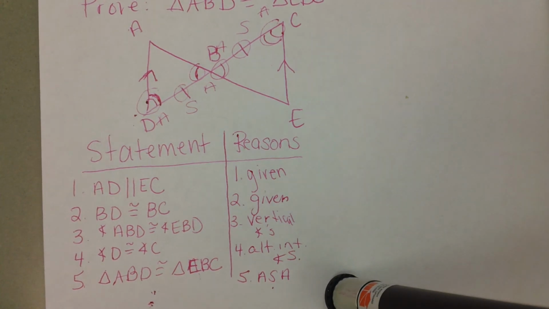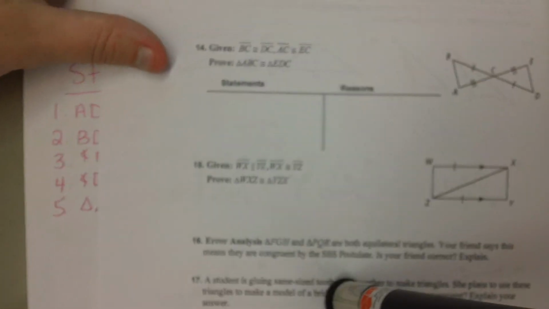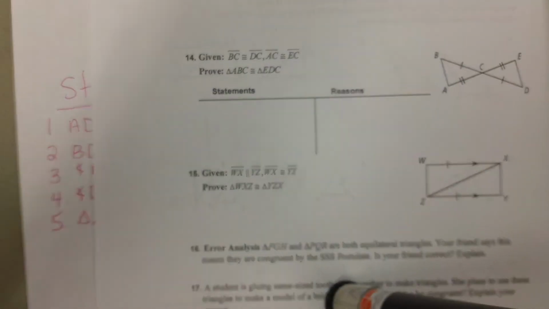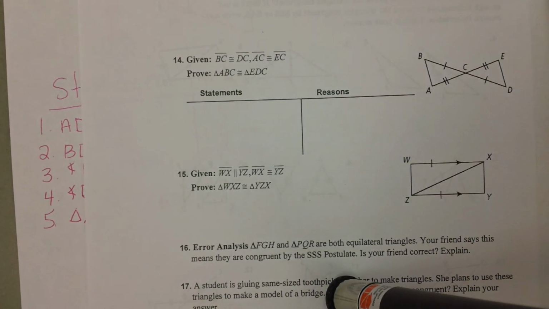So what I want you to do, if you don't have it, you have your 4.2 worksheet. I told you to leave 14 and 15 blank. But right now, for your assignment, when you come into class tomorrow, you're going to work on number 14. If you need to, pause this if you don't have the worksheet. I want you to prove that triangle ABC is congruent to triangle EDC.